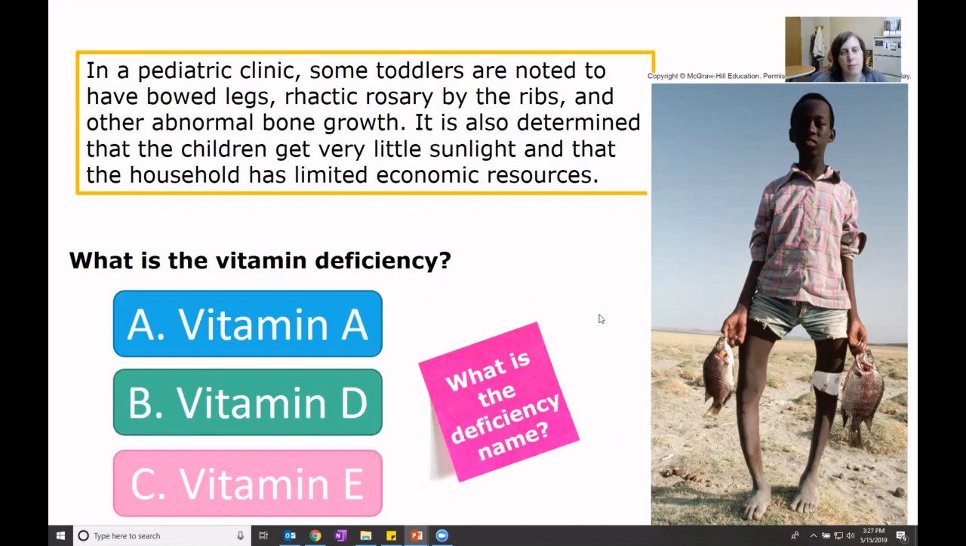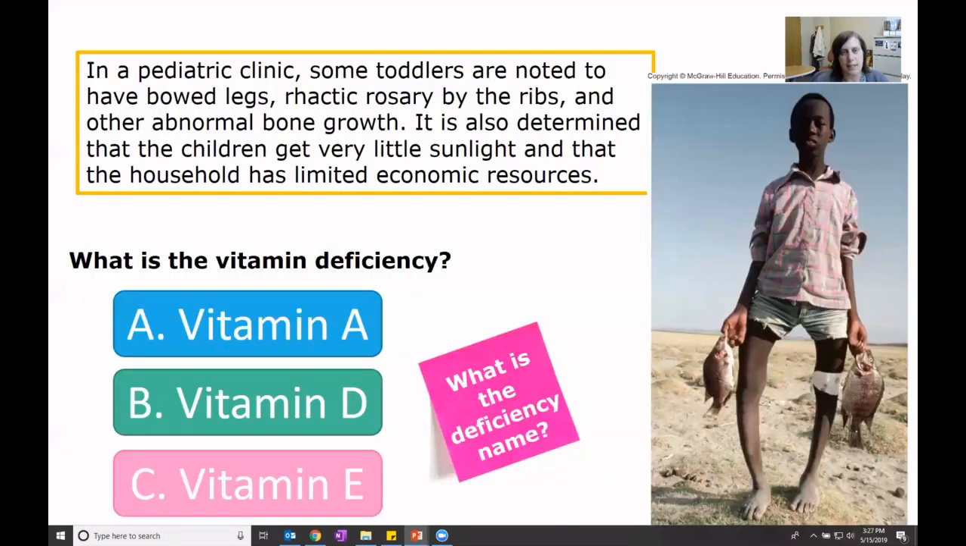So what is the vitamin deficiency? And I'd say again here, think about the functions of each of these vitamins. Hopefully you think of vitamin D with bones. So vitamin D is essential for bone development. What is the deficiency name? The name of this deficiency is rickets. So vitamin D deficiency is rickets in children, and in adults we see it as osteomalacia.